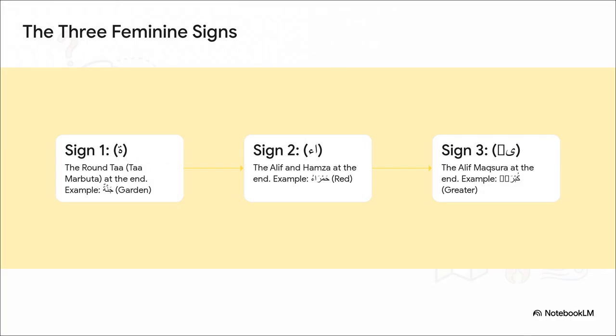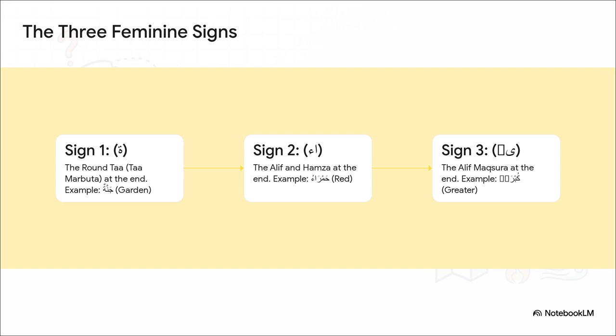Okay, here are the clues you're looking for. Clue number one, the ta marbuta. That's that little round T we've already seen, like in the word Jannah, for garden. Clue number two, an aleph followed by a hamza right at the end. You see this a lot in colors, like hamra for red. And clue number three, the aleph maksura.